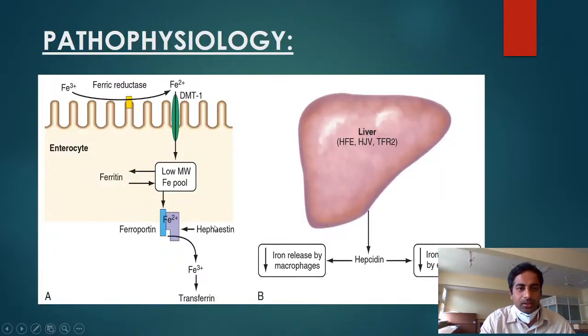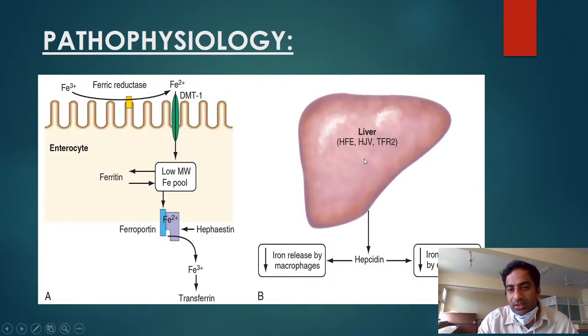So pathophysiology: the ferric ion is converted to ferrous in the presence of ferric reductase, and in the presence of the transporter DMT1 that will lead to accumulation of iron inside the enterocyte. Here the ferrous form is converted to ferric again in the presence of ferroportin and hephaestin. So this ferric iron is again stored in the form of transferrin. Initially it's converted to ferrous form, because ferric is never absorbed in the intestine, so that's why it's converted to ferrous in the presence of ferric reductase. The ferrous form enters, and then it is converted into ferric in the presence of hephaestin, and it's stored as ferric form as transferrin. Okay.